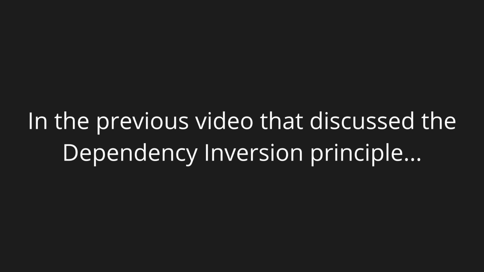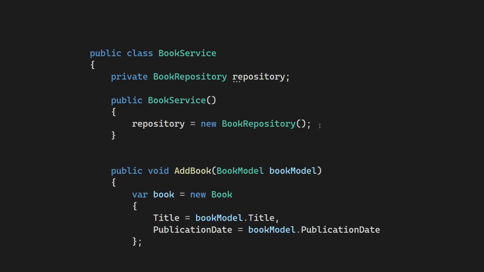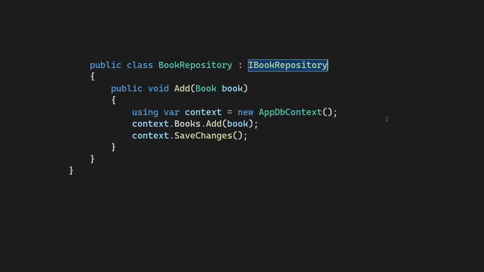In the previous video that discussed the Dependency Inversion Principle, we had an interface called IBookRepository with an Add method, and we let the BookService class depend on IBookRepository instead of BookRepository, and we made the BookRepository class implement the IBookRepository abstraction.